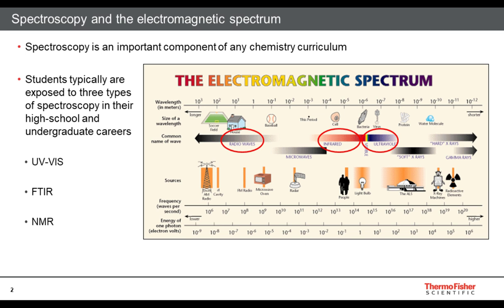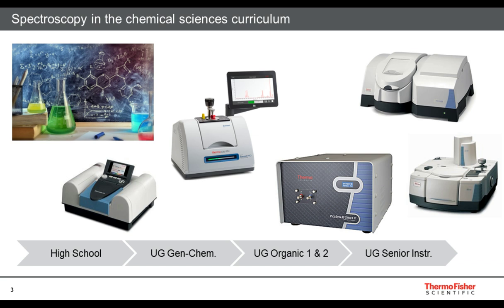So getting right into it, we are all familiar with the electromagnetic spectrum and the fact that students are typically exposed to three types of spectroscopy in their high school and undergraduate chemical careers: ultraviolet and visible spectroscopy, infrared spectroscopy, and NMR. Conveniently, they're arranged from right to left in this particular graphic as well. And that's the way that students typically encounter them.